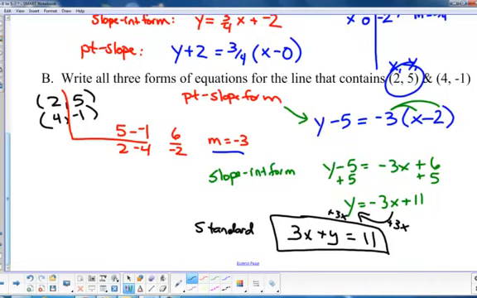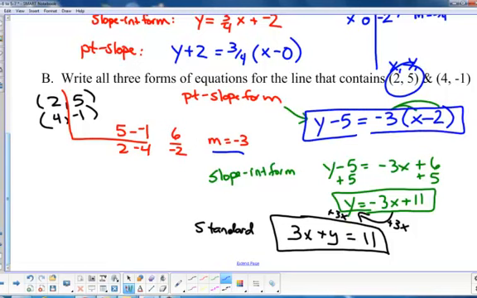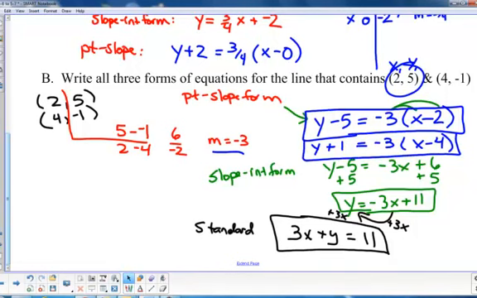So we've got our standard form in black, our slope-intercept form in green, and our point-slope form in blue. And again, you could also have written the other point-slope form, y minus negative 1 equals negative 3 times x minus 4. You'll get the same exact answer. So it really doesn't matter which one.